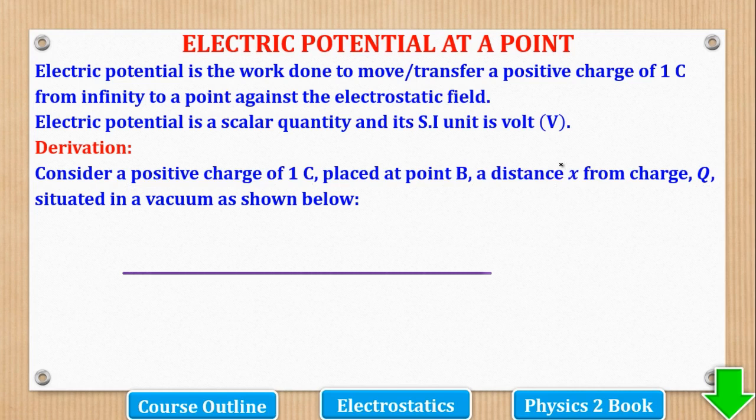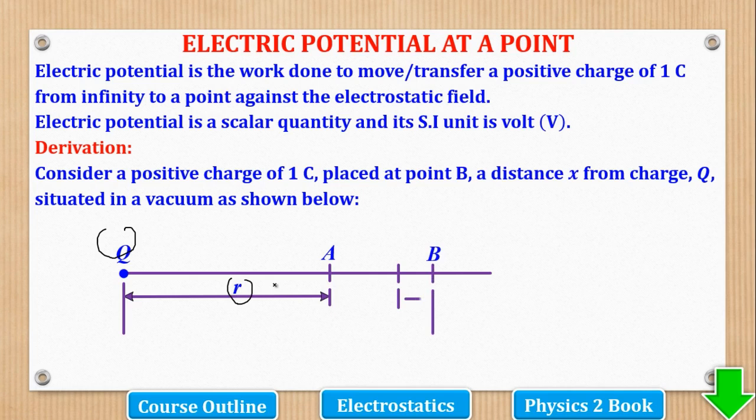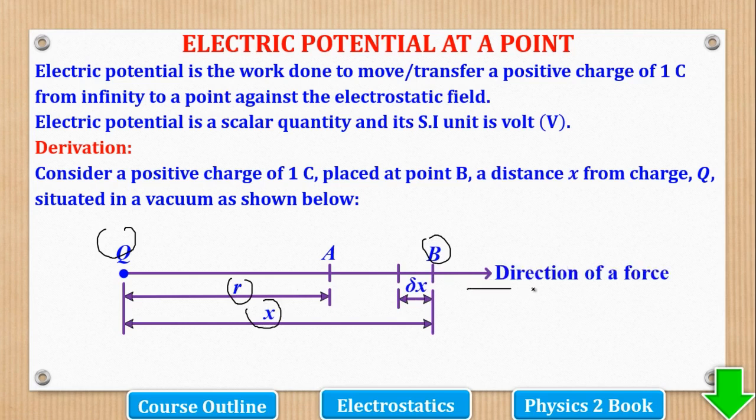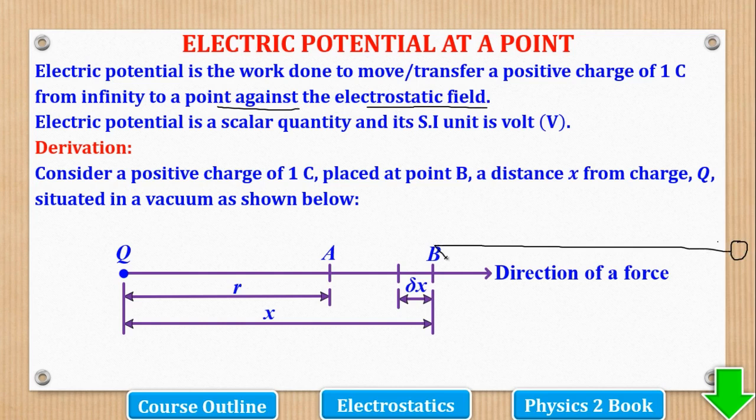So now we can draw our sketch with Q here. The distance is r, and our point B is here, and the distance is x. And this will be the direction of the force, and this will be a small change in distance x. So we are putting direction because in the formula they said against the electrostatic field. Now against means it comes from somewhere far, infinity, up to a point in the electrostatic field.